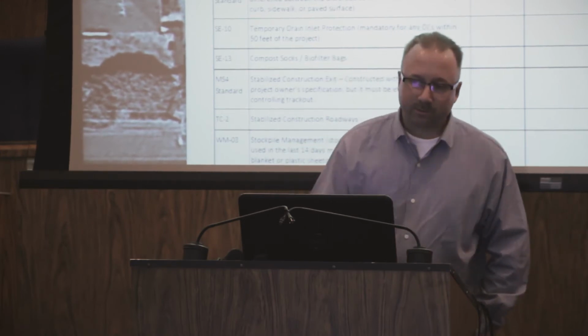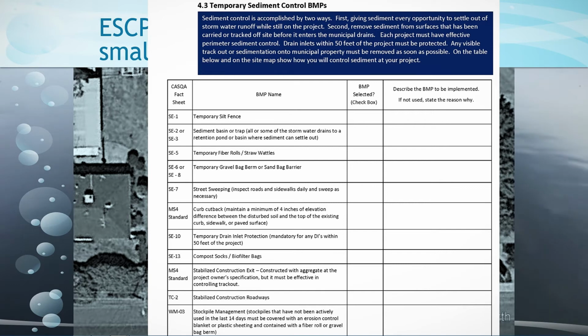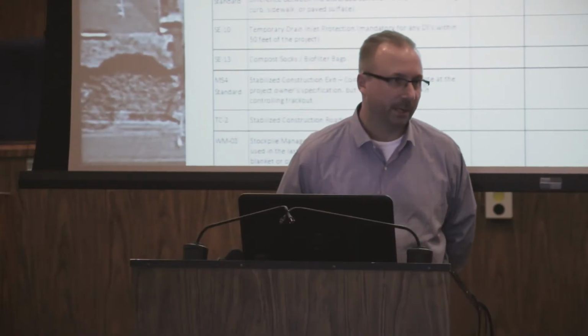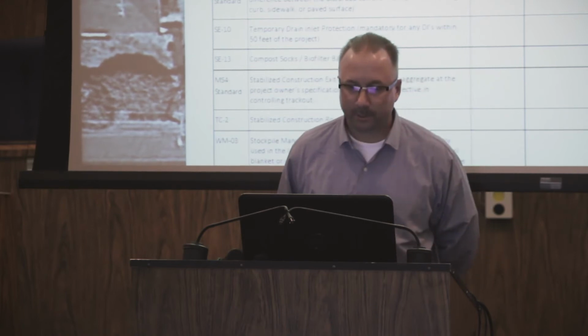So section 4.3, the very next section in that worksheet, if you're following along, addresses the sediment controls. The first one is temporary silt fence. And we did not select that one. We're going to use something called a compost sock in this case. Now, I'll explain these in a moment. The next one, SE2 or SE3, sediment basin or trap. And we are going to use that, and I'll show you where, on a very limited basis. In fact, it may even be shovel dug rather than equipment dug. It's not going to be big or fancy, but nonetheless, it'll be a sediment trap.